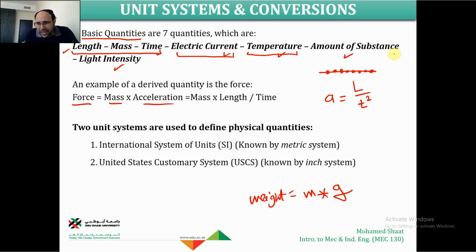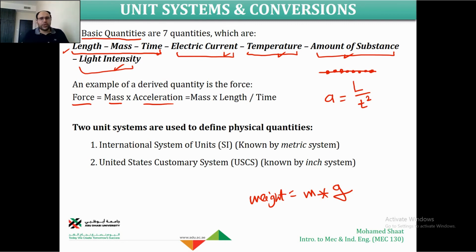For material science work, to know about materials and how atoms are arranged inside the material, and the count of these atoms related to the material type, we also require the amount of substance, which is measured in moles. The light intensity also, if we are interested in the physics of light and how light is generated, requires this measure. But length, mass, and time, these are the three important ones.